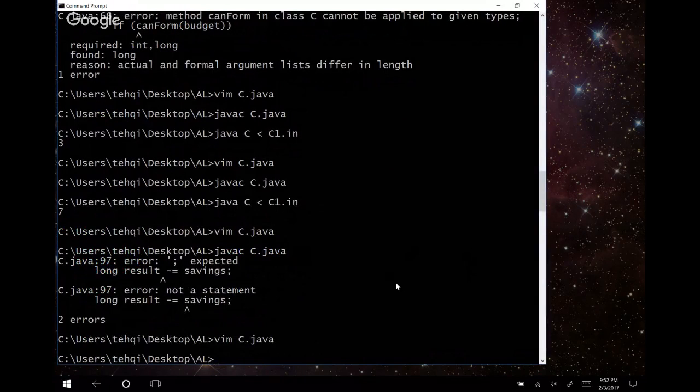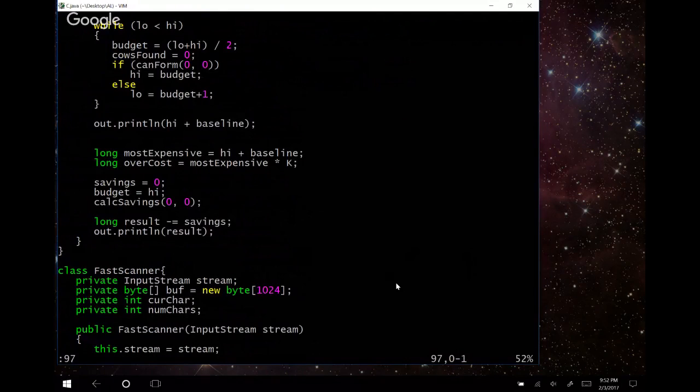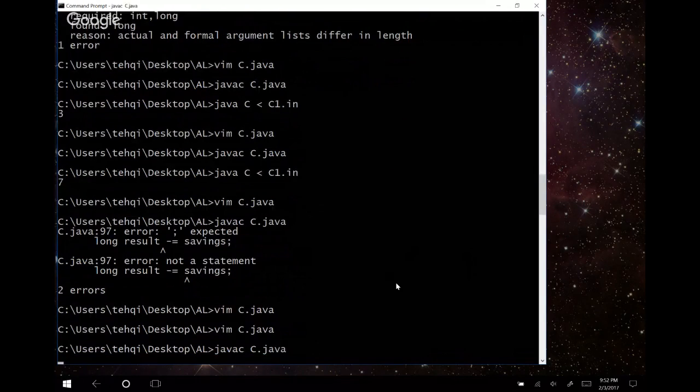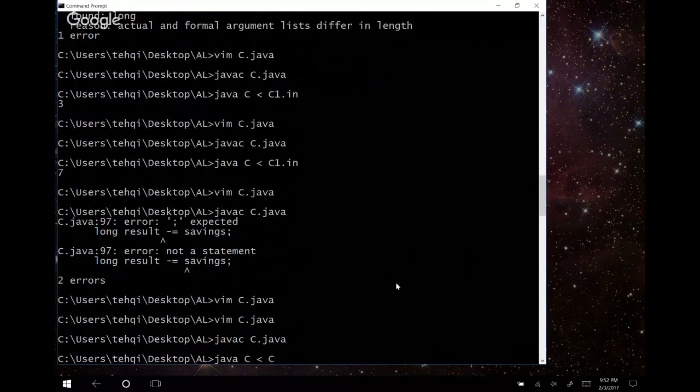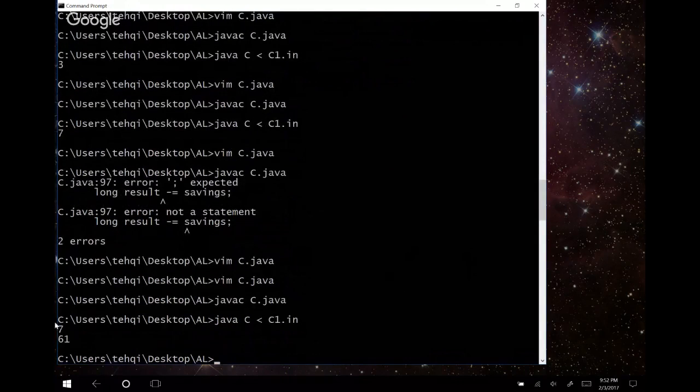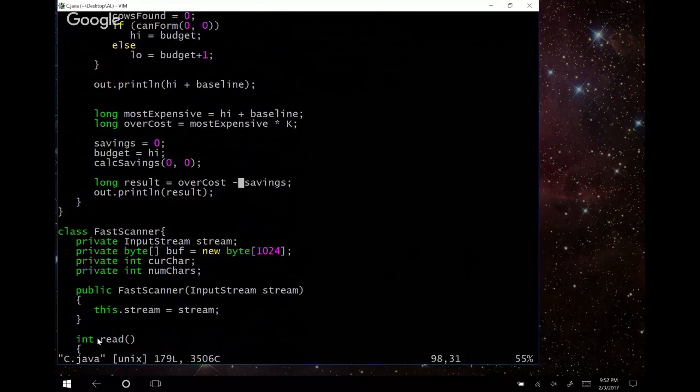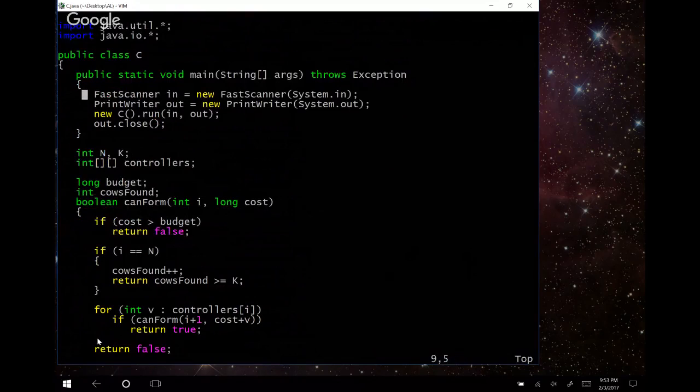Oh, I need a semicolon. Oops. Talk about a typo. Result equals overcost minus the savings. Okay. And I get 61 as my answer. So my code appears to be working. But you'll see in a minute, it's actually not working. So I'll make some modifications to my code.